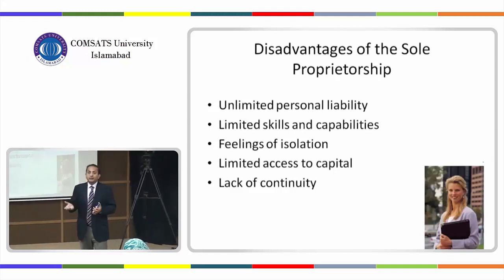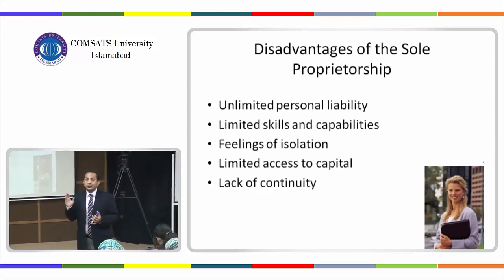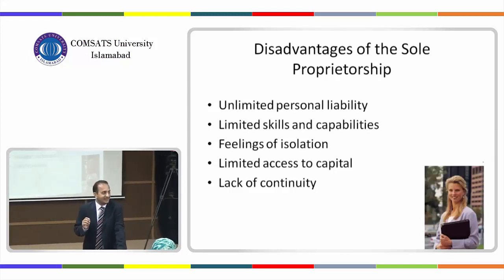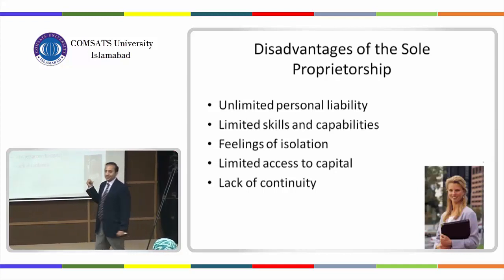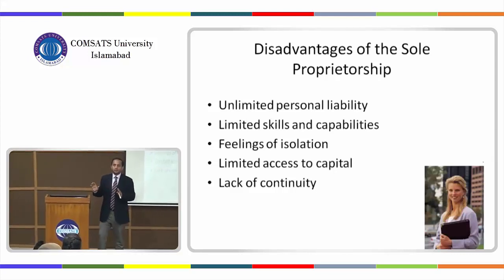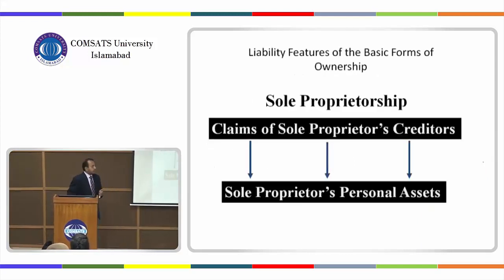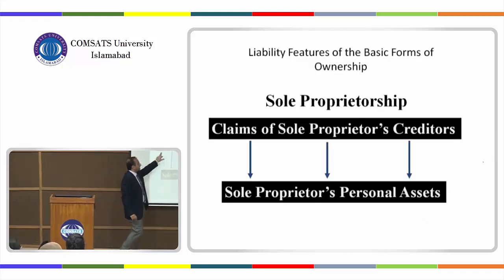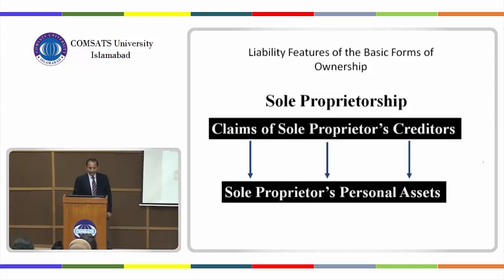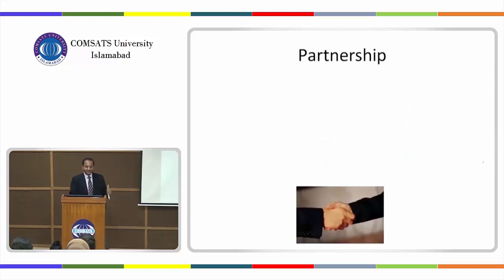Lack of continuity. If the sole proprietor dies, and they do, it's not a surprise that they do, in legal terms, the sole proprietorship is over, unless it is transferred to his kids or the business is sold to someone else. So that is again a major disadvantage of sole proprietorship. Although the shop will be there, the assets will be there, in legal terms, the business will be over. Liability exposure: claims of the sole proprietor's creditors would be adjusted against the sole proprietor's personal assets. And it's a very scary scenario.